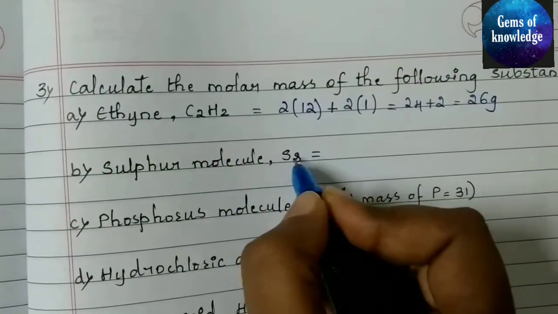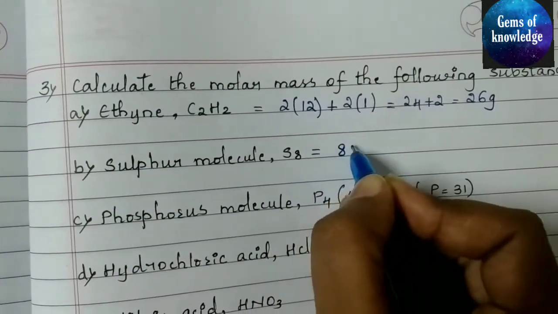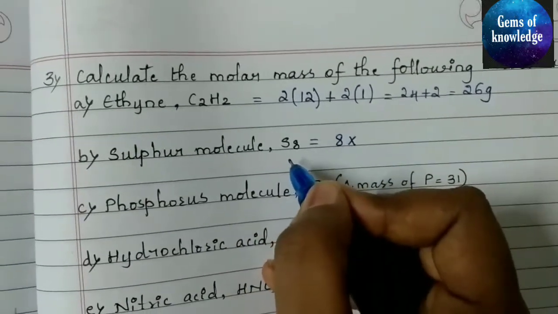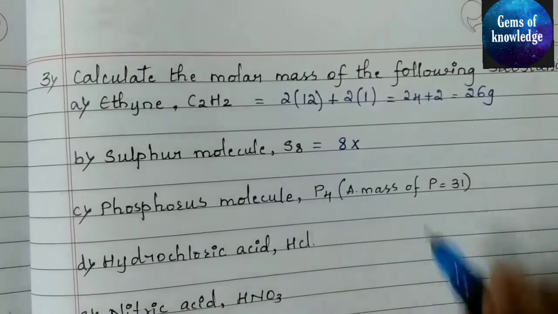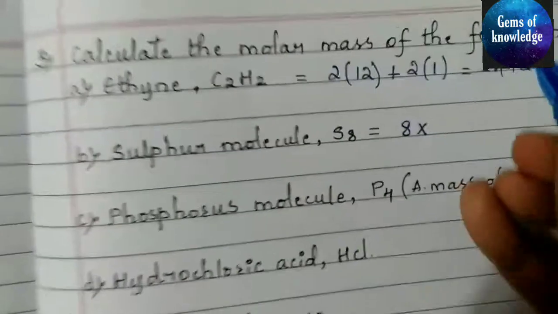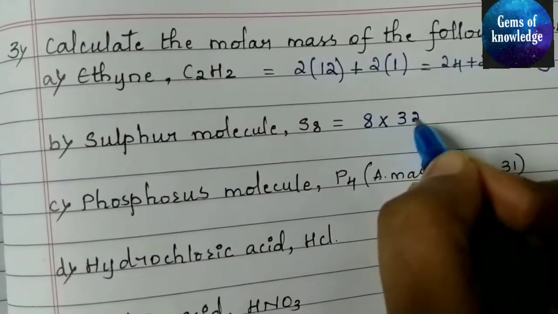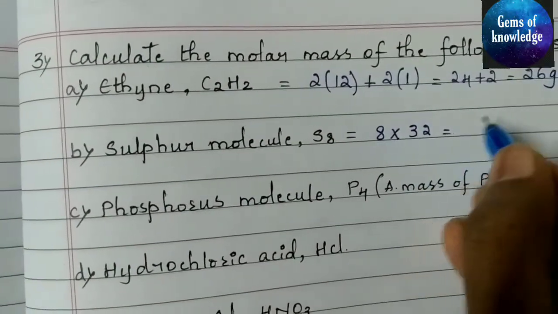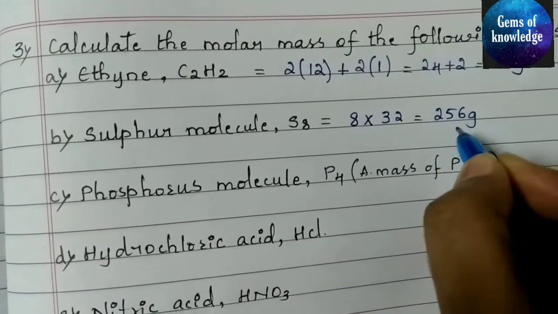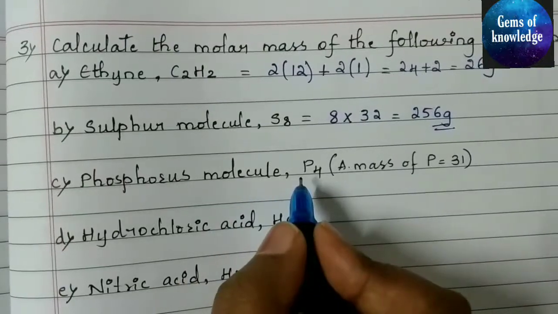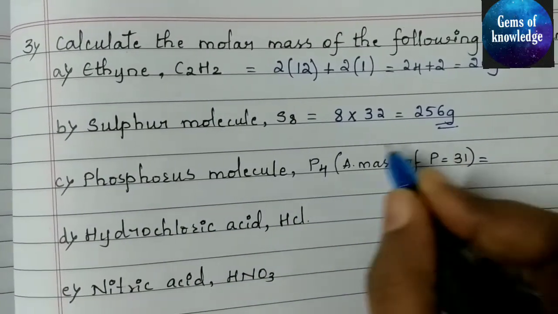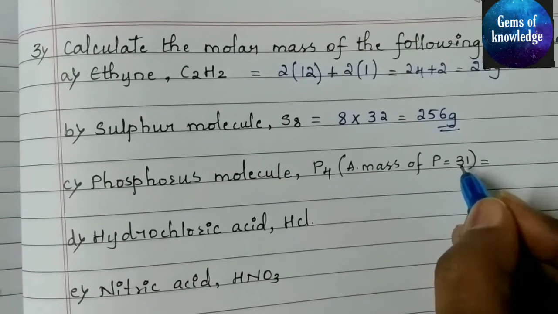Next one is S8. So 8 into S, what is the atomic mass of sulfur? It is nothing but 32. You can see here it is nothing but 32. Okay. So let us write here, 8 into 32 will get the answer as 256 grams. Okay. Next, phosphorus molecule P4 is given. It means here you can see they have given us the atomic mass of phosphorus, it is 31.